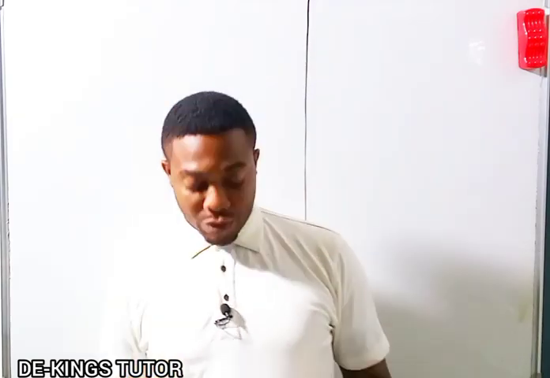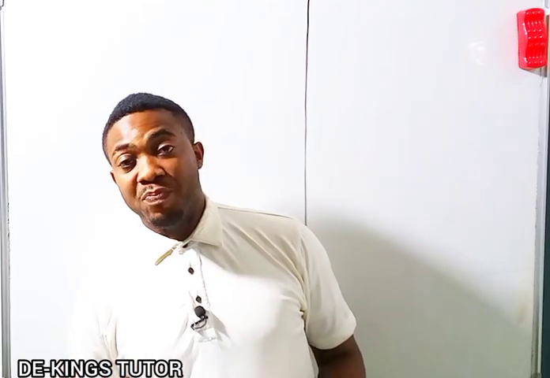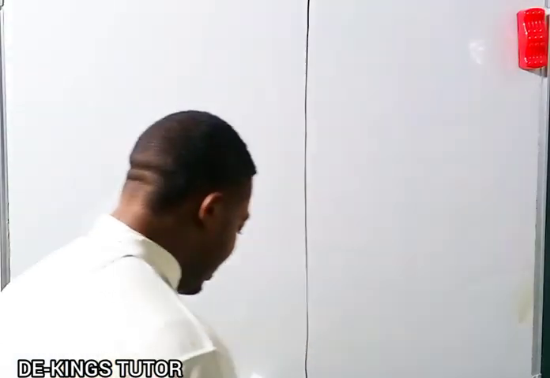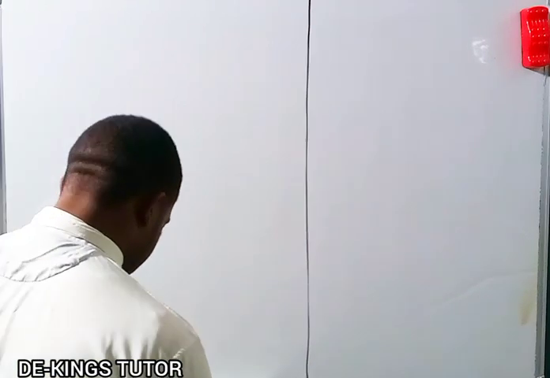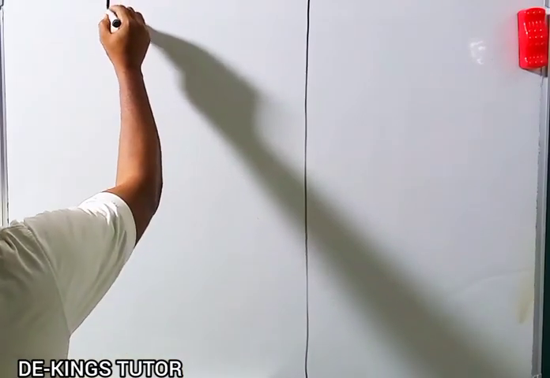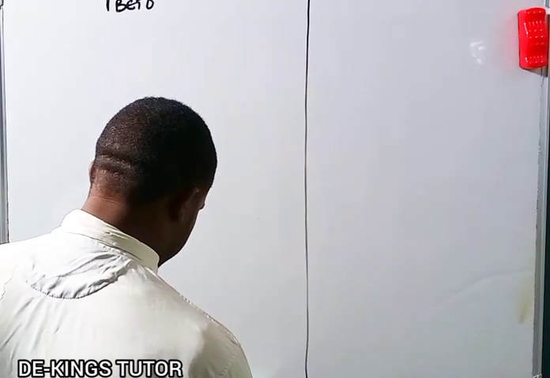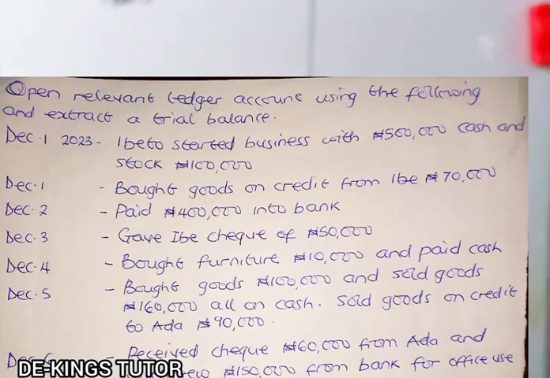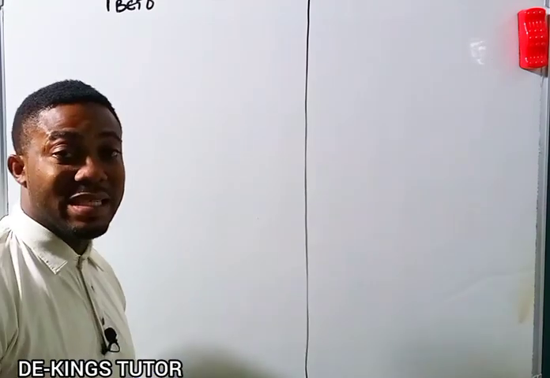Okay, so we are gonna prepare this. They say we should open the relevant ledger accounts and extract a trial balance. So let's start with that. The first one, the owner of the business is Ibeto. It says that he started business with 500,000 cash and stock of 100,000. So starting business with such amount is the capital.